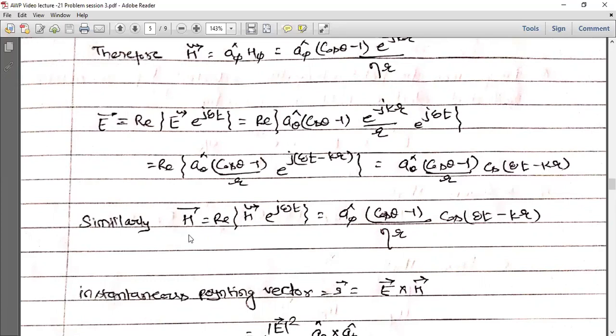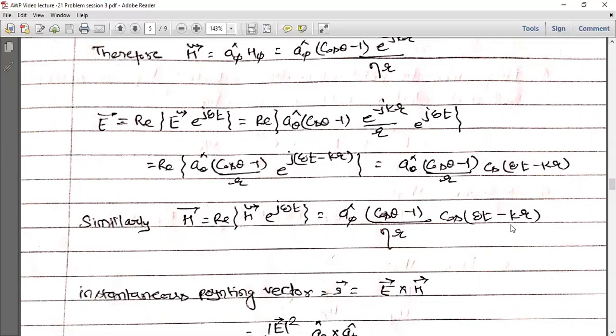And similarly, you can find the magnetic field intensity instantaneous value as given by A phi cap cos theta minus 1 upon eta r cos of (omega t minus kr). You can see very well that with respect to time, the electric and magnetic fields at point P are in the same phase. They are increasing and decreasing in the same fashion with respect to time and distance also.